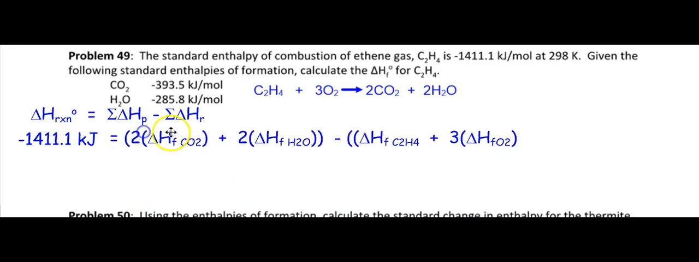Well, look at your products, 2 carbon dioxides and 2 waters. Add those two together, minus the ethane plus 3 oxygens, okay? So what's wrong? They gave you carbon dioxide, they gave you water, they didn't give you oxygen. Isn't that strange? Why do you think they didn't give you oxygen? Because what is its value? It is 0, okay? So a lot of times they won't give you your elements in their standard states because they're going to be zeros.